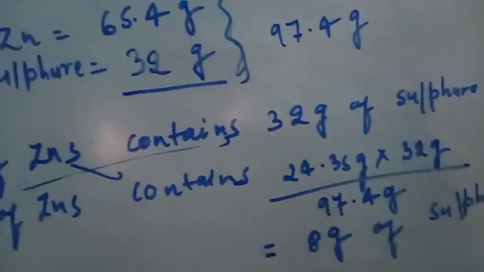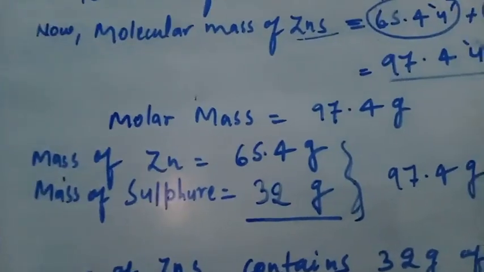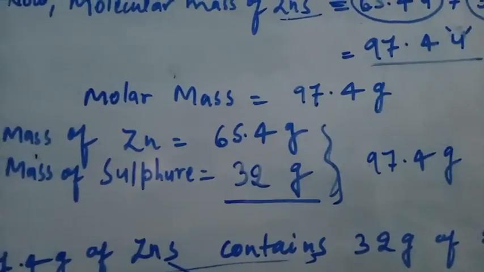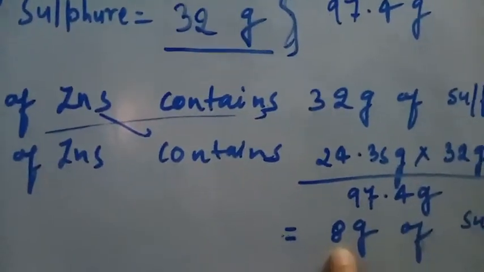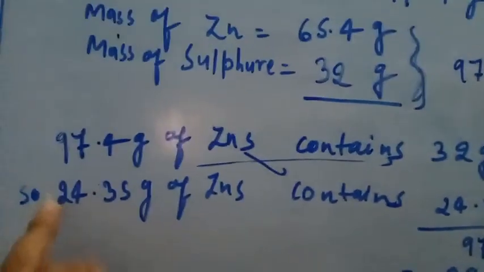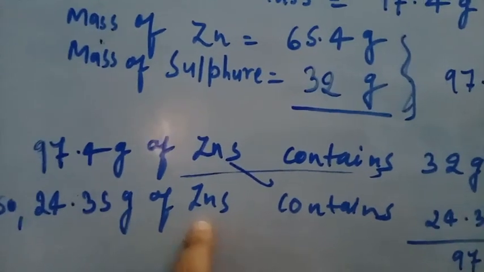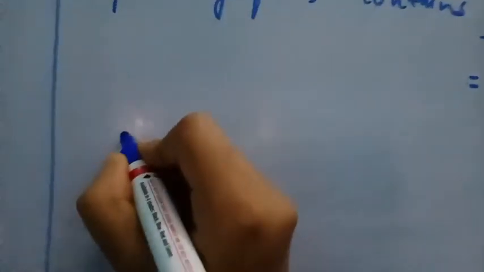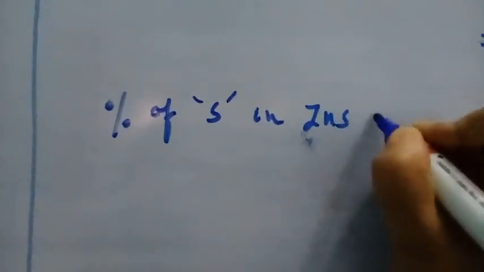Okay. Some of the students have calculated just the percentage of sulfur. It is good if you calculate the sulfur with respect to 8 gram of sulfur in 24.35 gram of zinc sulfide or zinc blende sample. So by using the second formula, this one answer we have got. Now we can write percentage of sulfur in zinc sulfide sample.